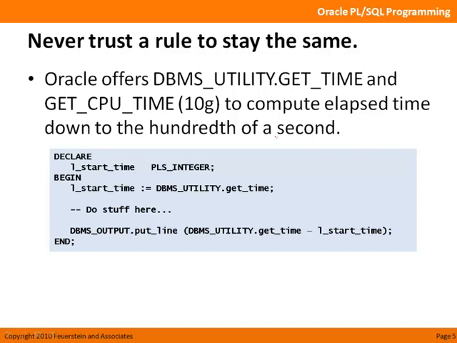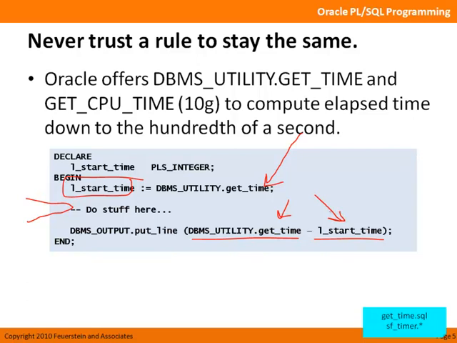So here's an example of how I might use getTime. I call the function before I start running my code, and I store that value. Then I run my application code that I want to measure. Then I call DBMS_UTILITY.get_time again and subtract the start time. So end minus start gives me the number of hundredths of seconds that have elapsed. Let's take a look.